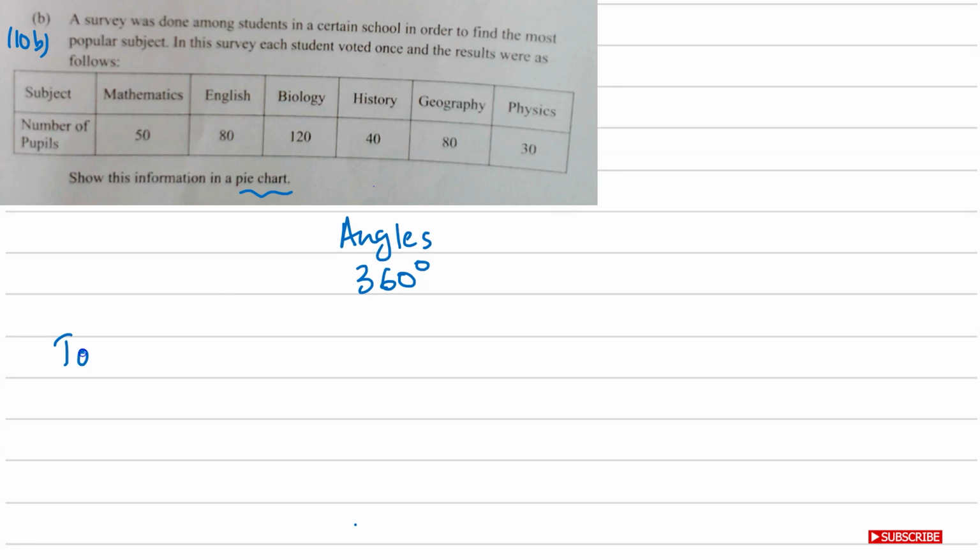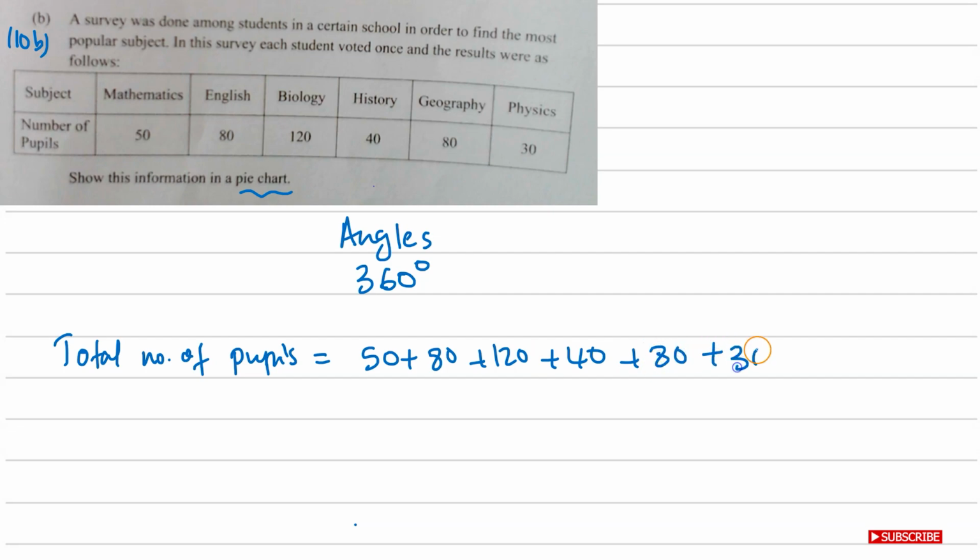So the total number of pupils is going to be equal to 50 plus 80, all these, plus 120 plus 40 plus 80 plus 30, and this will give you 400 students. So we now know 400 pupils need to be represented in a pie chart which has 360 degrees.